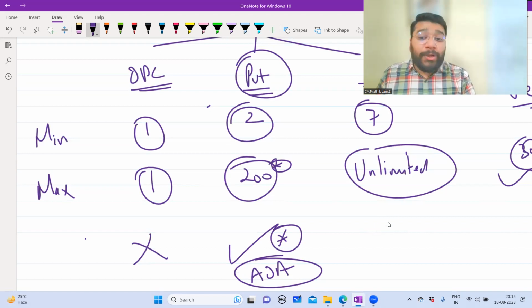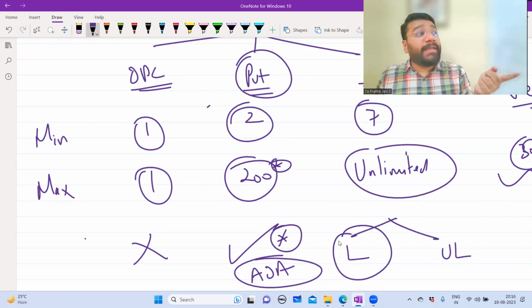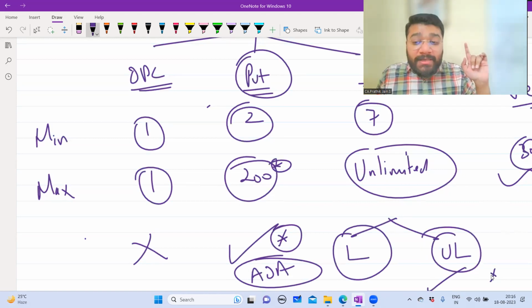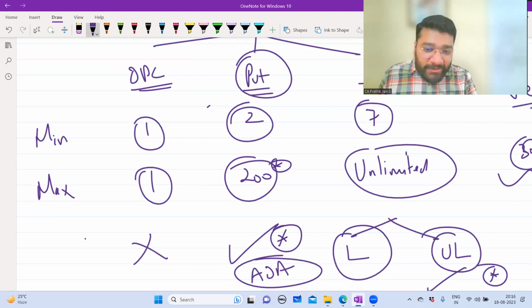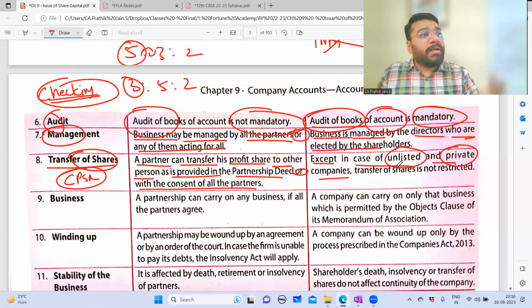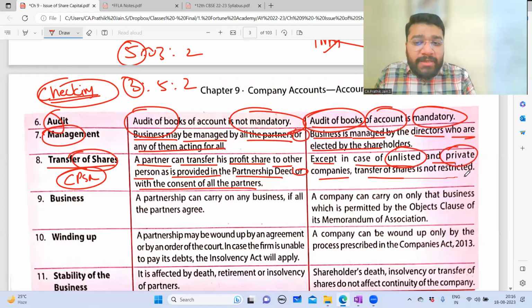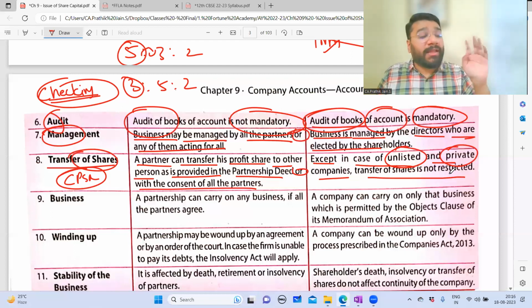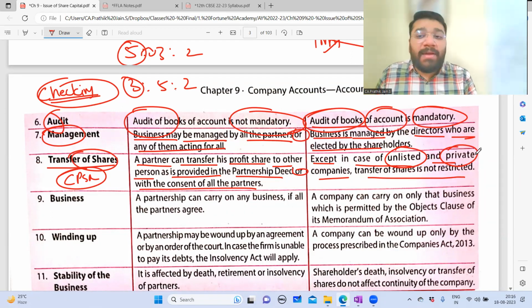Public companies are of two types: listed and unlisted. For listed companies, you can freely transfer. For unlisted companies, you can transfer subject to terms and conditions. Except in case of unlisted public company and private company, transfer of shares is not restricted, which means you can transfer the share. One more point they missed: except unlisted, private, and OPC, transfer of shares is not restricted.